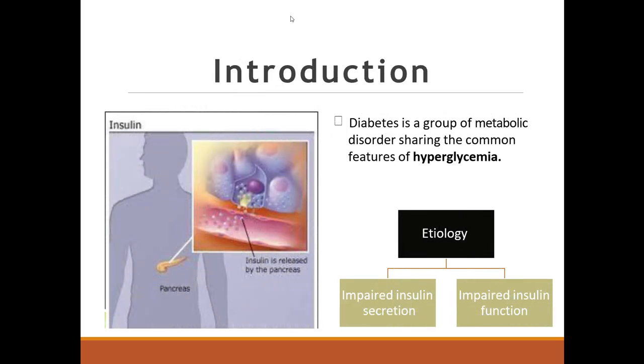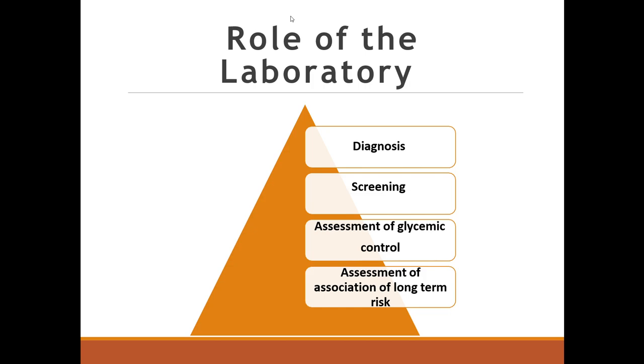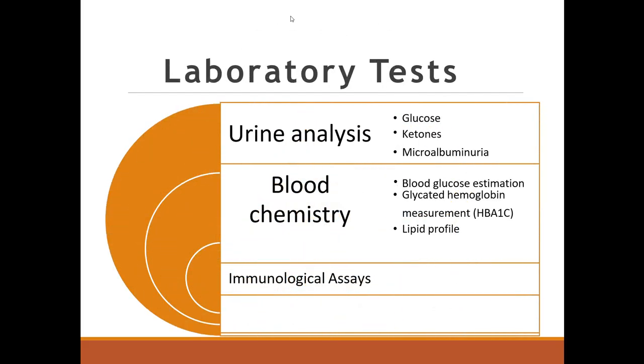Introduction. What is diabetes? Diabetes is a group of metabolic disorders sharing common features of hyperglycemia. What are the etiology or causes of diabetes? They are impaired insulin secretion and impaired insulin function. Role of laboratory: diagnosis, screening, assessment of glycemic control, and assessment of association of long-term risk.